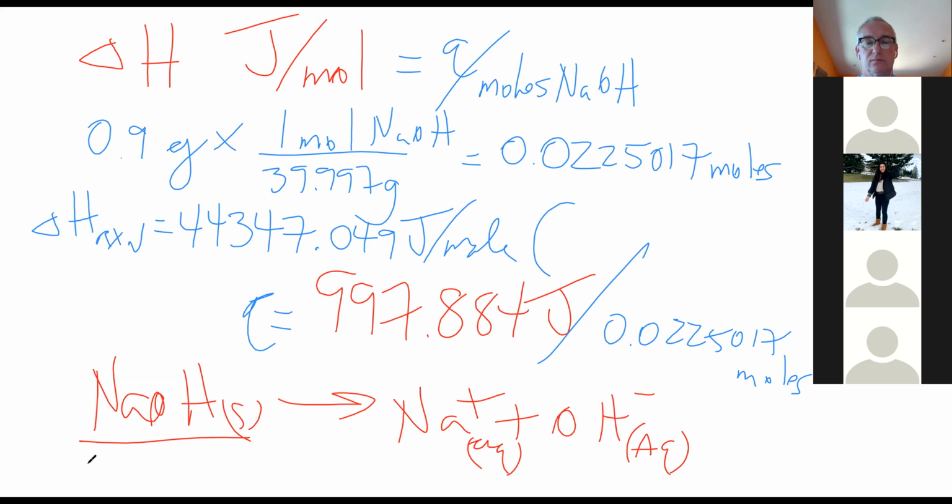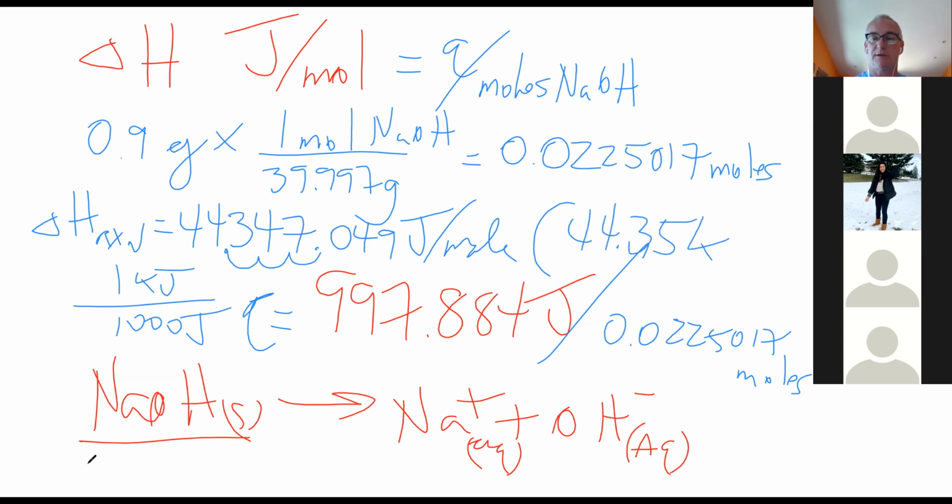You multiply by 1,000 over 1,000 kilojoules over 1 joule. It's the other way around. There's 1,000 joules in 1 kilojoule. So the opposite. So I would multiply that by 1 kilojoule is 1,000 joules. So basically I would move my decimal place 3 places. 1, 2, 3. So 44.35 kilojoules.